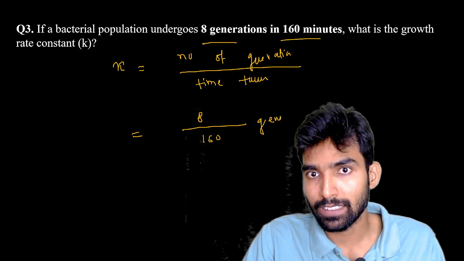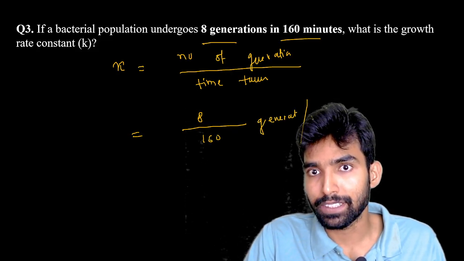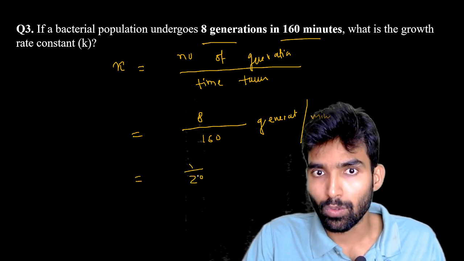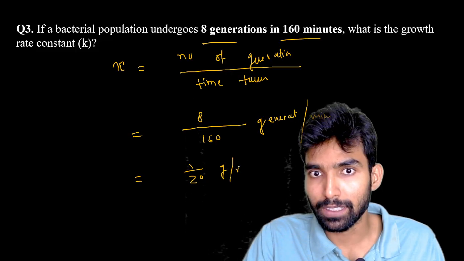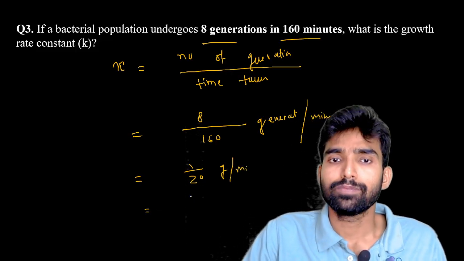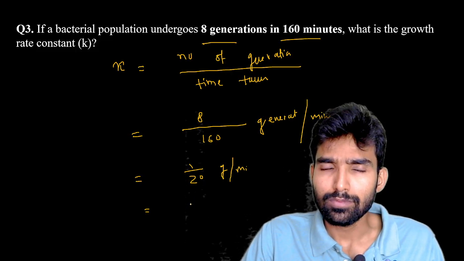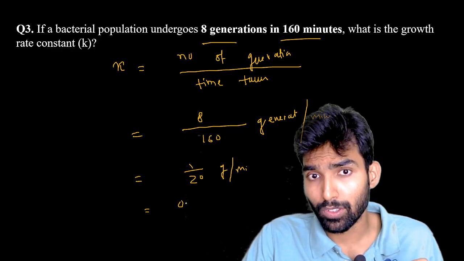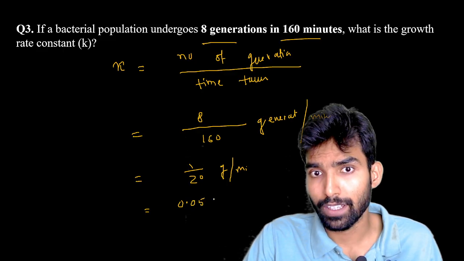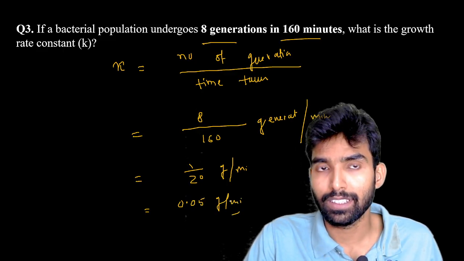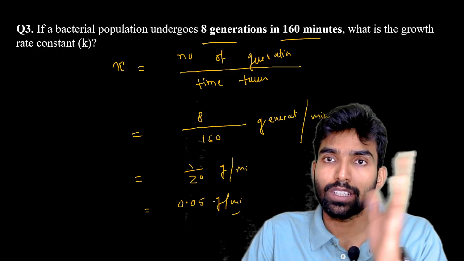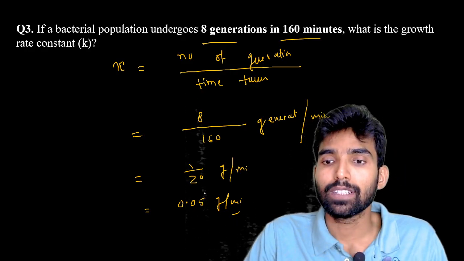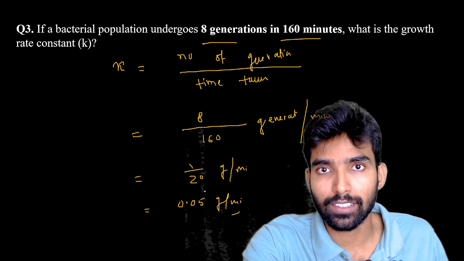Generations per minute, that you can say. That means approximately 1/20 generation per minute, that means 0.05 generation per minute. So the growth or rate constant is nothing but the total number of generations divided by the total time the culture took to reach this particular state.